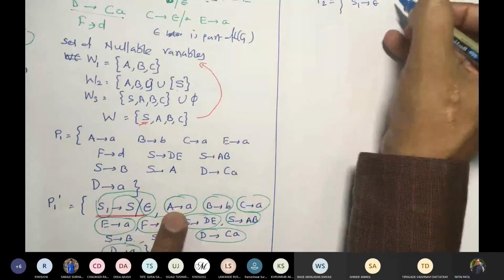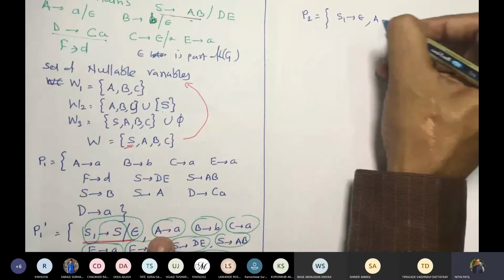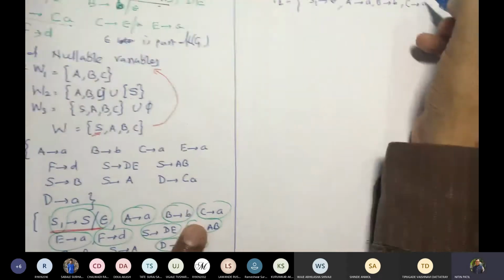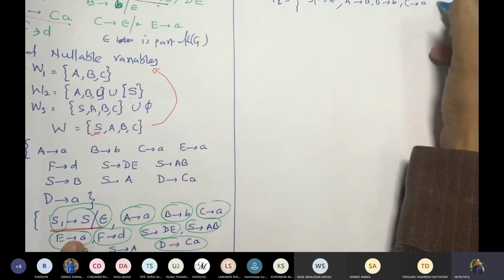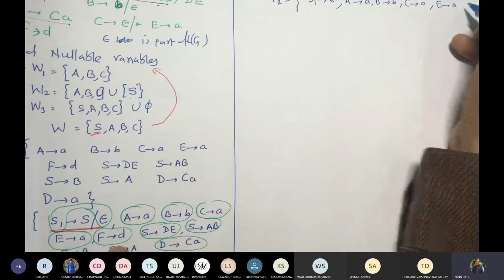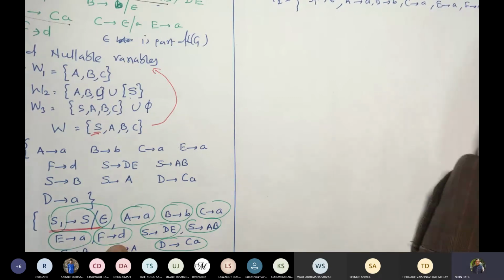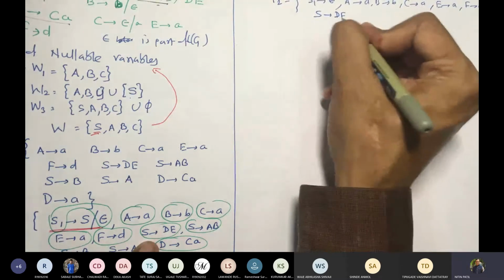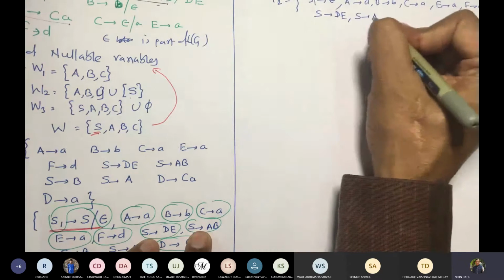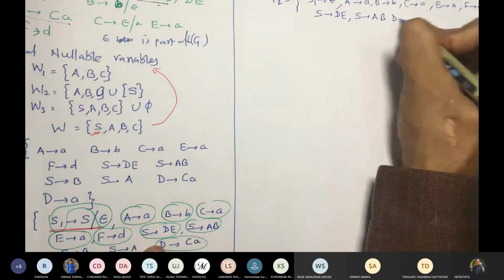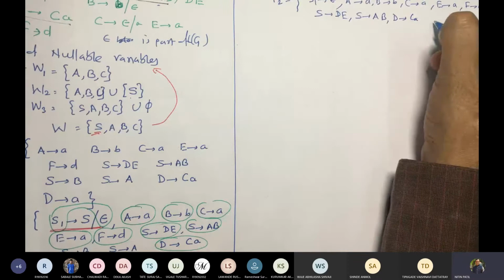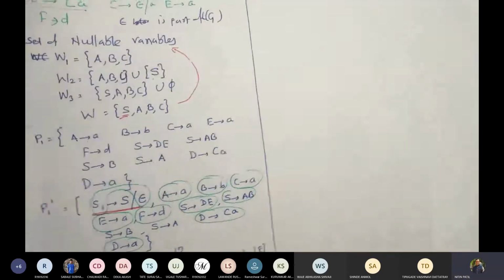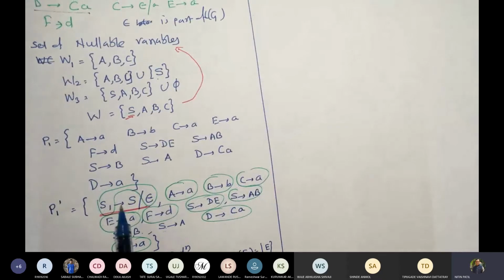S1 gives epsilon, then A gives A, B gives B, C gives A, then next one is E gives A, F gives D, S gives DE, S gives AB, D gives CA, and last one D gives A. Correct. Now unit productions remaining are S gives B, S gives A, and S1 gives S.